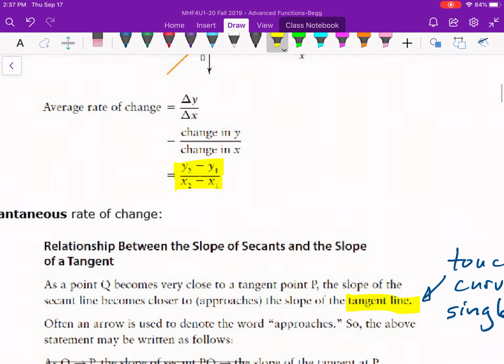So average rate of change is delta y over delta x, which just means change in y over change in x, which then we can use the slope formula for. y2 minus y1 over x2 minus x1.